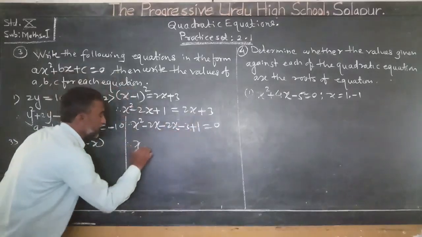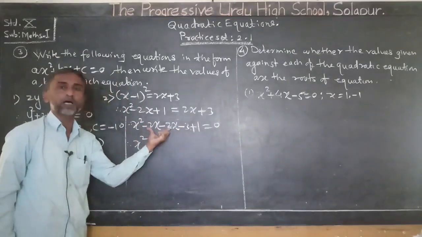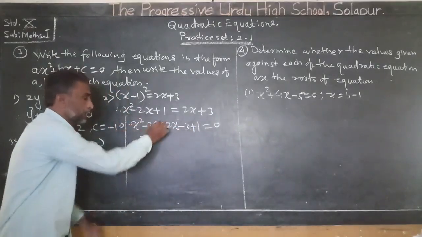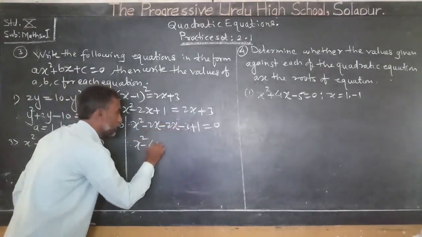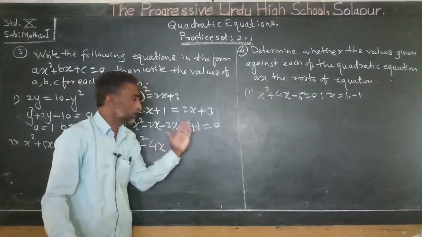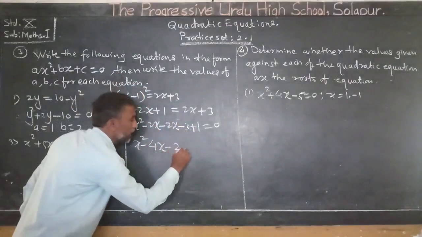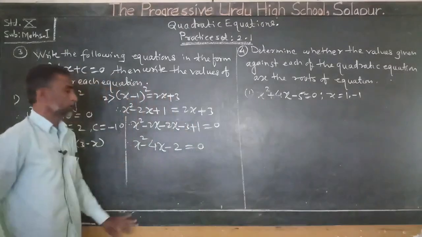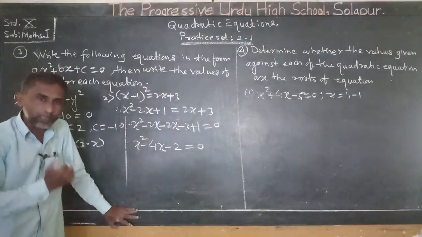Now, write x square as it is. As signs of these two terms are same, do the addition and give the same sign: minus 2x plus 2x, minus 4x. As signs are different, do the subtraction, 3 minus 1, 2. Give the sign of greater number, minus 2 is equal to 0. This is the standard form of the quadratic equation.